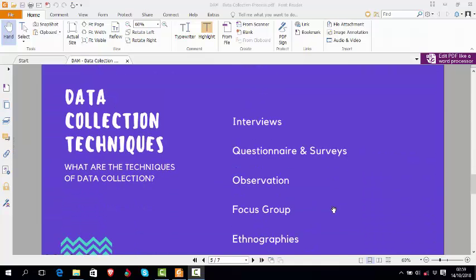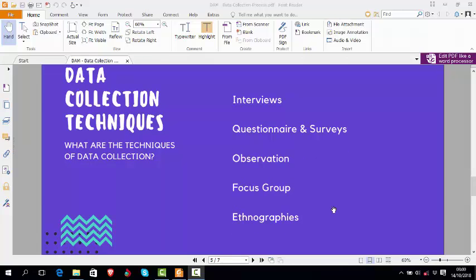So, data collection techniques. How do we collect data? I just put out five broad ones. The first is interview. The second is questionnaire and surveys. I have observation, I have focus groups, and I have ethnographies.